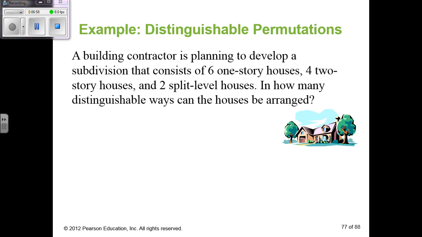So for instance, suppose we have a building contractor and he's going to develop a subdivision. Now these subdivisions consist of 6 one-story houses which all look alike, 4 two-story houses which all look alike, and 2 split-level houses which all look alike. So in how many distinguishable ways can the houses be arranged?